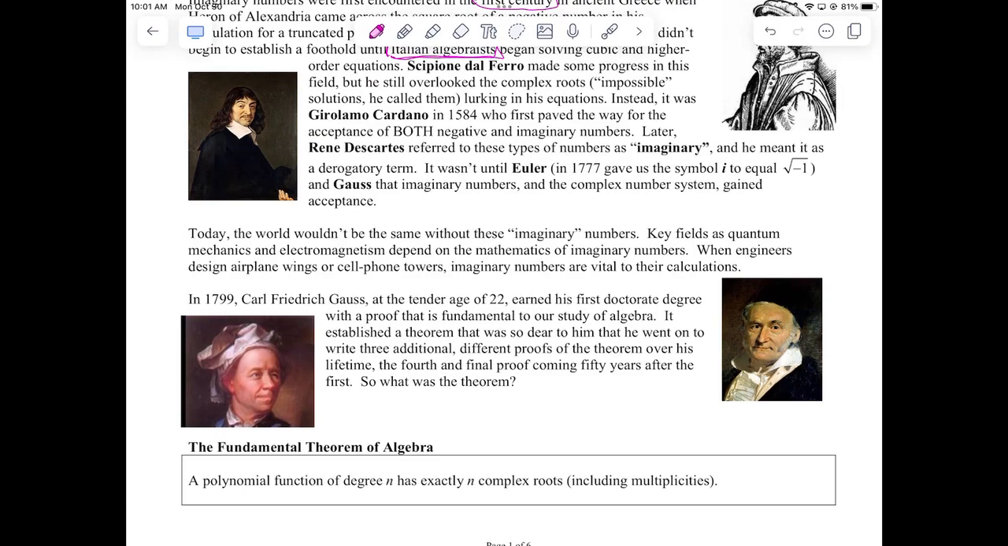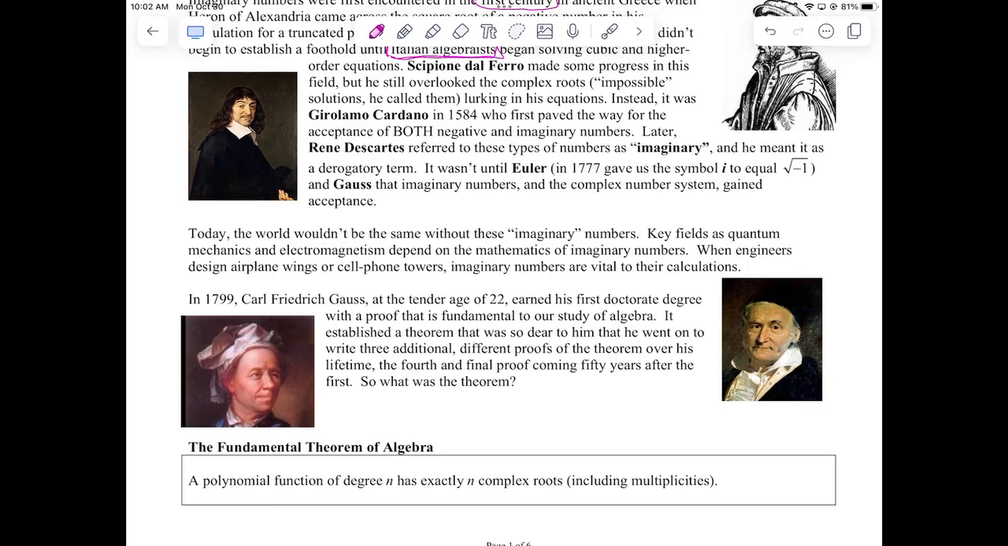Okay. Gauss went on to prove this right here. When he was 22 years old, he earned his first PhD by proving the fundamental theorem of algebra. And he loved it so much, this theorem was his best contribution to mathematics, according to him. He came up with 3 different proofs over the course of his lifetime to prove this theorem. And the last one came 50 years after the first. That's how much he loved the fundamental theorem of algebra. Okay, let's read the fundamental theorem of algebra. The fundamental theorem of algebra.